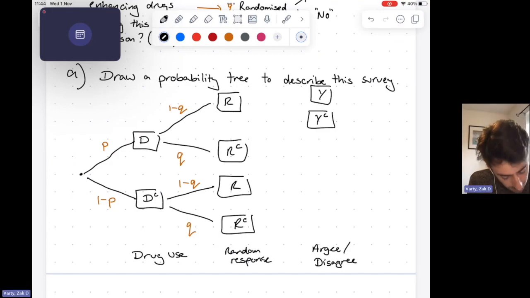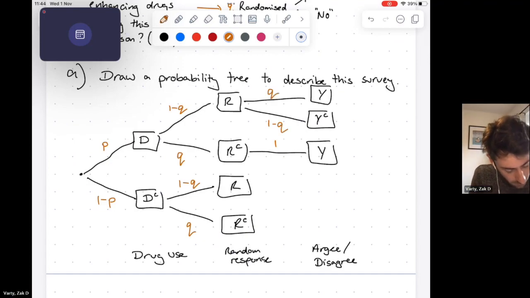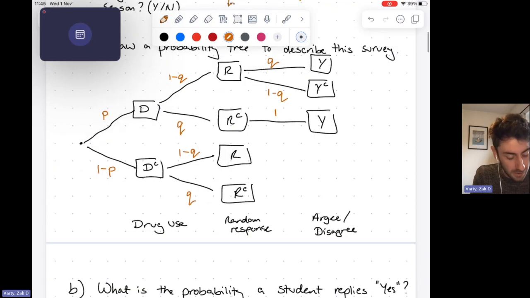And that is a yes with probability 1. So then considering the other arm coming up here, for students who have taken study drugs and are assigned to the randomized response, they will respond yes with probability Q and no with probability 1 minus Q. And we can fill in the bottom half of this probability tree in a similar way.